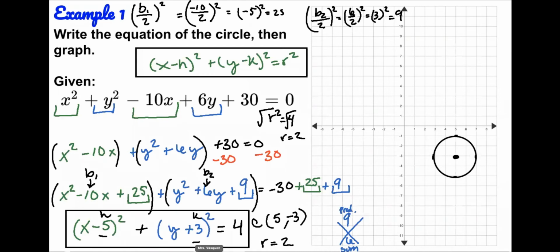All right. So our radius is not 4. It's the square root of what my right side of the equation is. Remember that r is squared. The square root has to be taken of both sides of r squared so that we can go ahead and get r by itself. I hope it made sense.